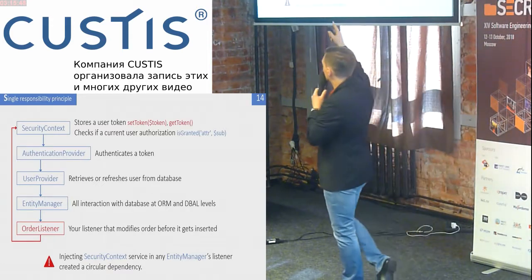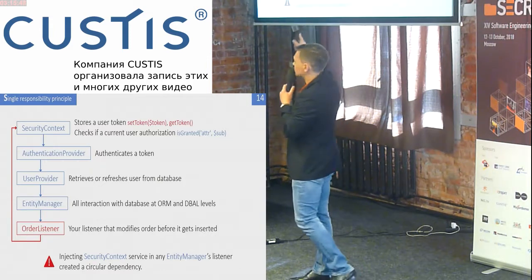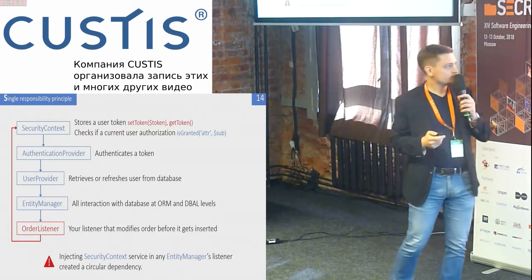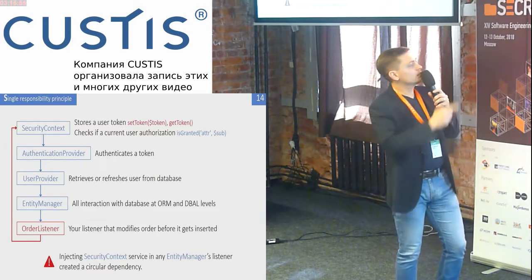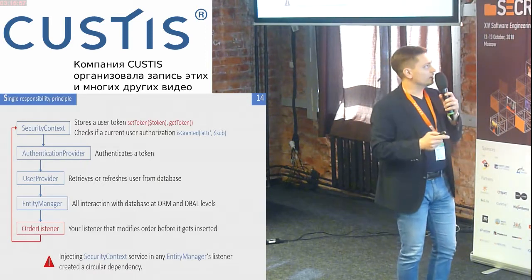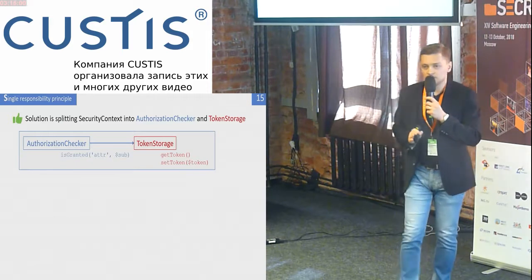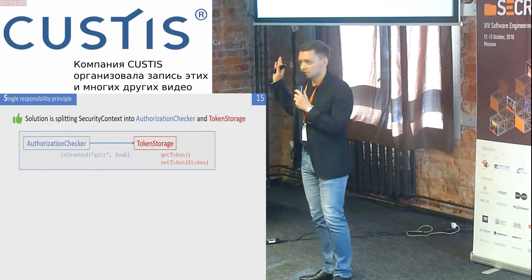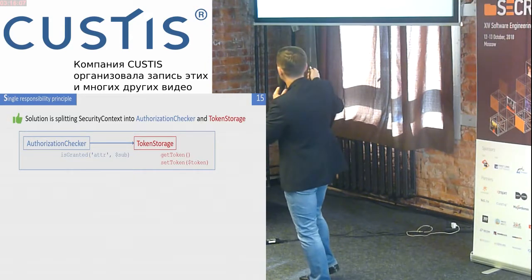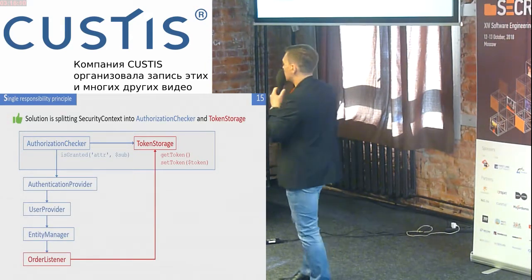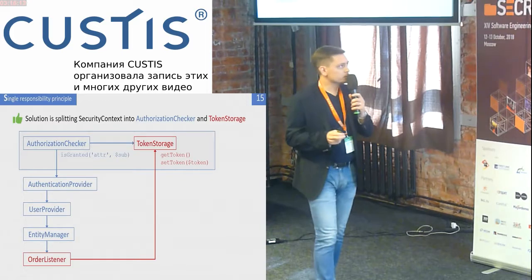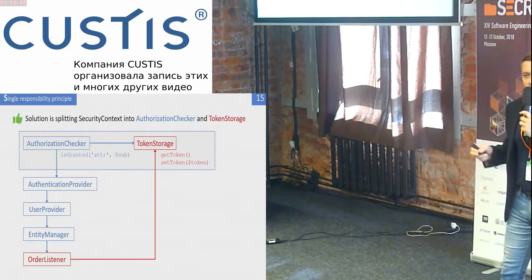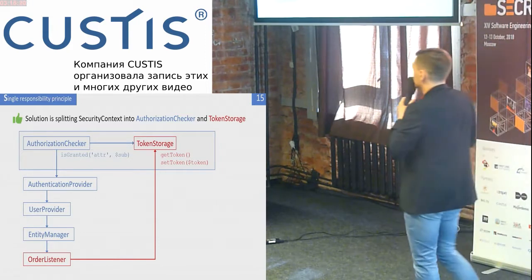At the same time, this order listener requires the security context, which brings us to a circular dependency. This is because the security context does a lot of things. What was really done in Symfony at some point is a separation of the security context service into two distinct services, which allowed us to dramatically reduce the risk of circular dependency when working with authorization and authentication classes.